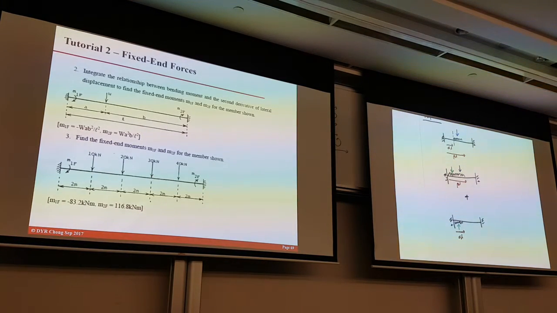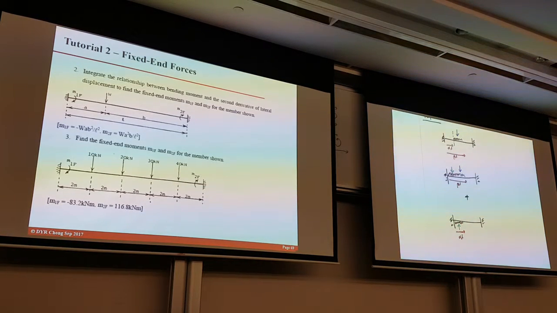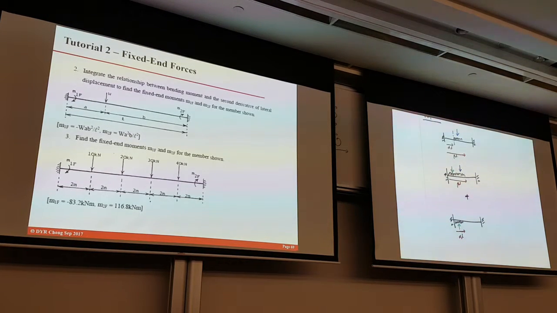Alright, so for question 2, this question is really asking you to derive to some extent. It's asking you, for this particular case given, to integrate the relationship between the bending moment and the second derivative of the lateral displacement to find the fixed end moments M1F and M2F for the member shown. Of course, over here, if you go into your page 19, for this particular case the formula is given, and actually you are expected to know them and remember them. Dr. Yao is saying that all these things will be given to you unless the question asks you to prove. So question 2 is really asking you to prove what M1F and M2F are.